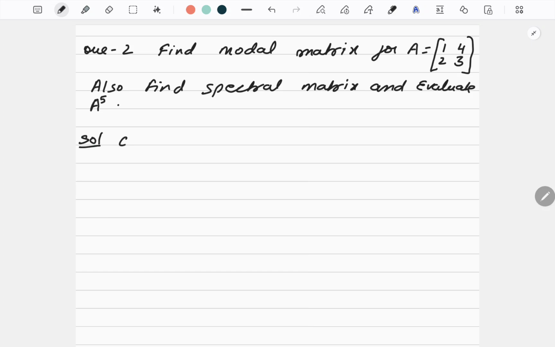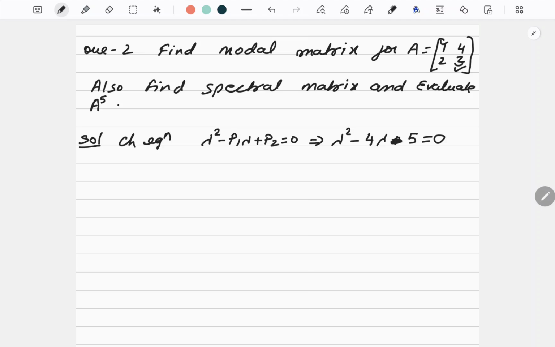Now first thing, I need to write down the characteristic equation. Characteristic equation means lambda square minus p1 lambda plus p2 is equal to 0. Implies lambda square minus p1, means 3 plus 1, that is the sum of diagonal elements, so 4 lambda plus p2. p2 means determinant value. Determinant value means 1 into 3 is 3, 3 minus 8, means minus 5 is equal to 0. Correct? So my characteristic equation is lambda square minus 4 lambda minus 5 is equal to 0.